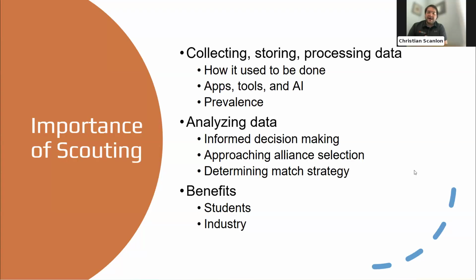But at the end of the day, all we're really looking to do is make decisions as informed as possible, both for matches and for creating an alliance during alliance selection. And then Marty, if you want to go through some of the benefits.